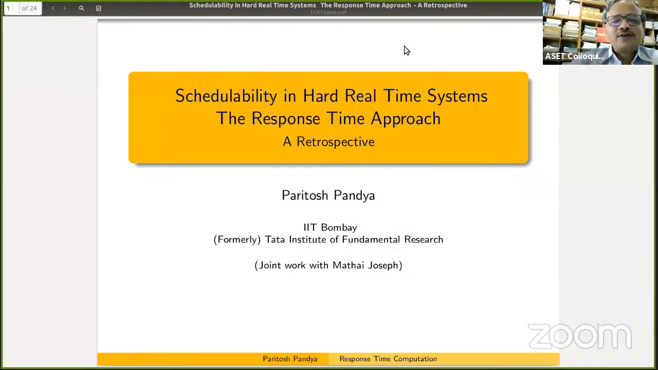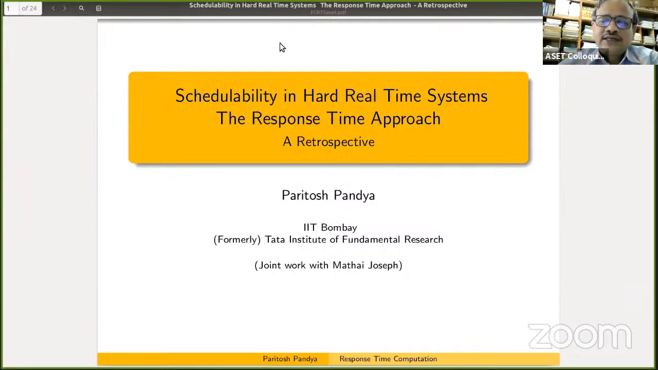Let me take another minute to formally introduce Paritosh for others who are from outside TIFR. Paritosh's areas of interest include logic, automata, mathematics of program construction and embedded systems. As I said, he is a former dean of the School of Technology and Computer Science at TIFR. He is currently an adjunct professor at the IIT Bombay. Paritosh did his BTech in electronics at MS University Baroda, MTech in computer science at IIT Kanpur, and of course PhD in computer science at TIFR.